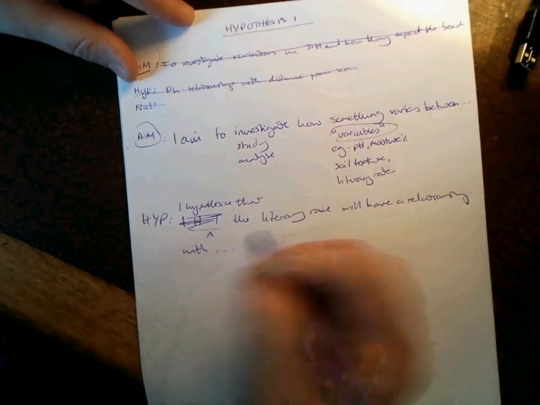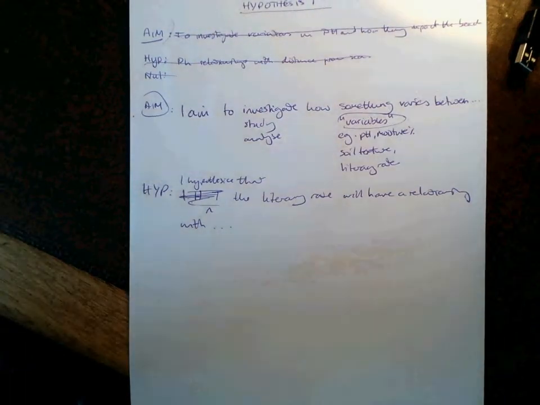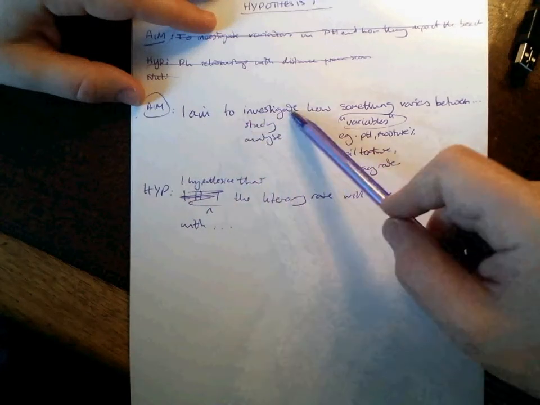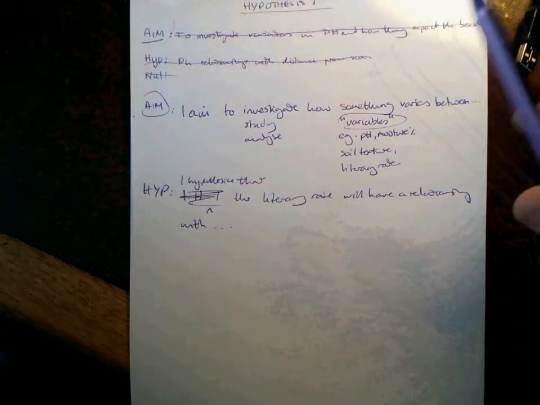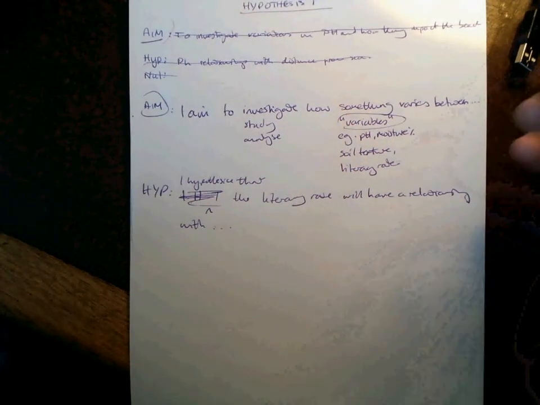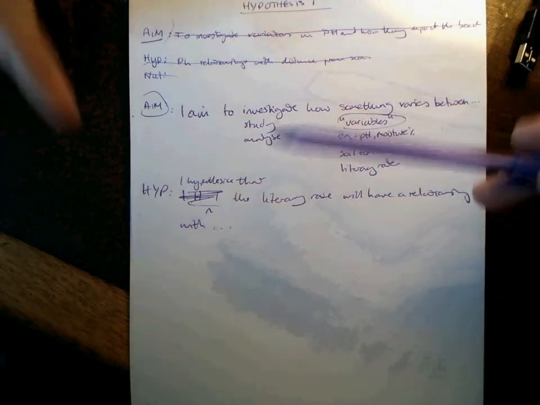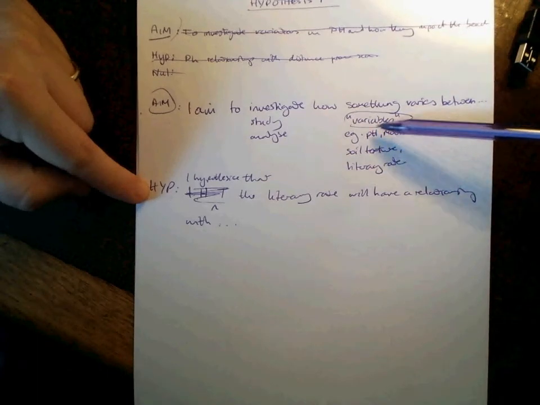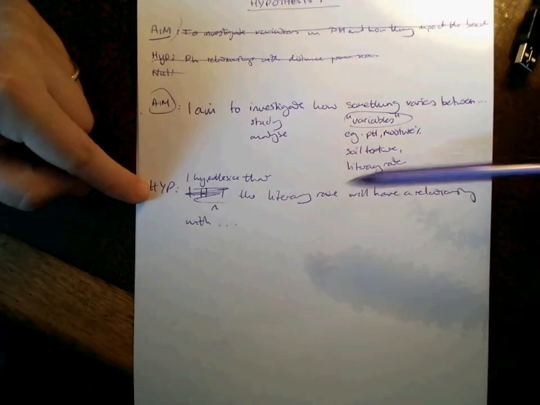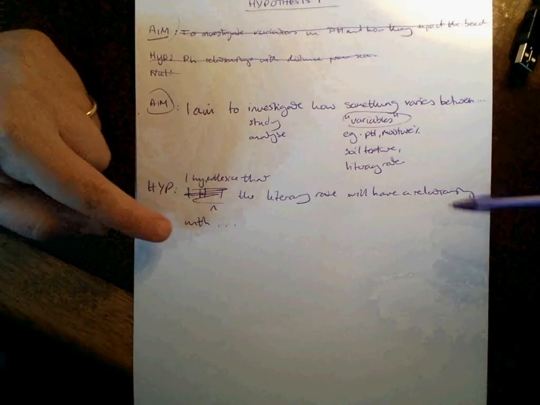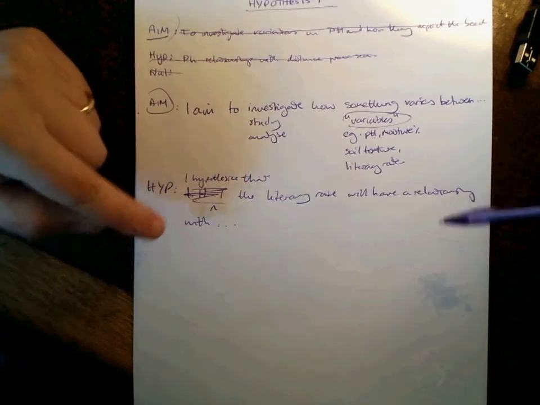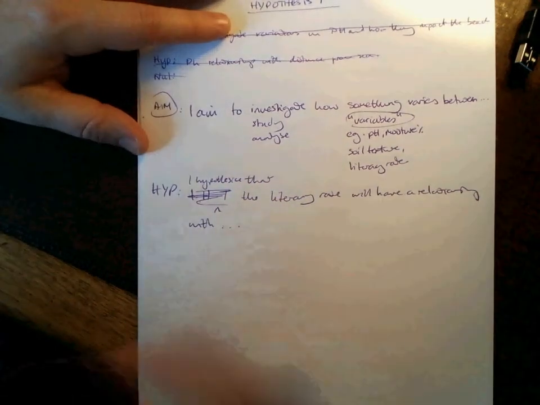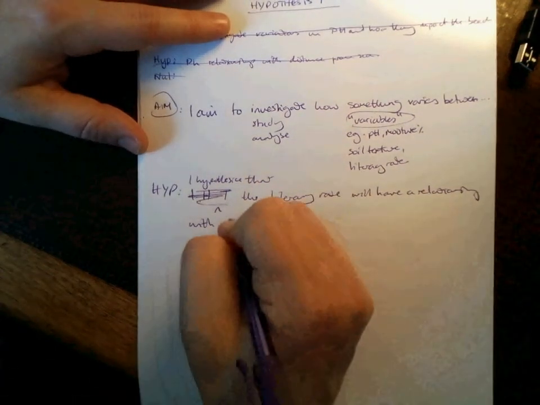you finish it. What you all need to do is you need to make an aim that says, I investigate how something is varying between the different areas I've studied. You then need to write a hypothesis that includes that variable that you aim to study. I hypothesize that the literacy rate will have a relationship with. We are all going to do a hypothesis that seeks to find a relationship. So we'll have a relationship with, you just need to think of something reasonable, GDP.